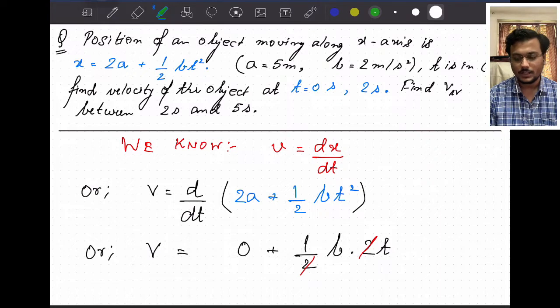Welcome back everyone. In today's class we are going to solve a classic question from one-dimensional motion which has a little bit of calculus in it. So let's give it a try.